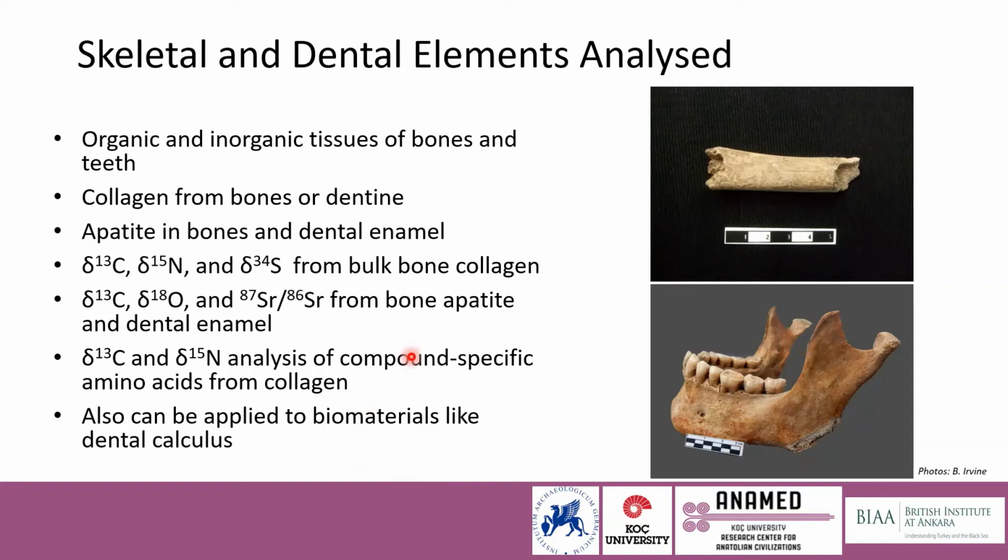For dental enamel and bone apatite, you can look at delta carbon-13, delta oxygen-18, and strontium-87/86. Another recent development is that scientists have developed ways of no longer looking at just bulk bone collagen, but also at individual compound-specific amino acids from within that collagen, applying delta carbon-13 and delta nitrogen-15 analysis to amino acids. You can also apply isotopic analysis to other biomaterials, things like dental calculus, which you find on the teeth.